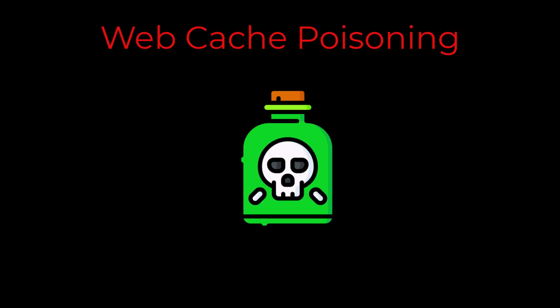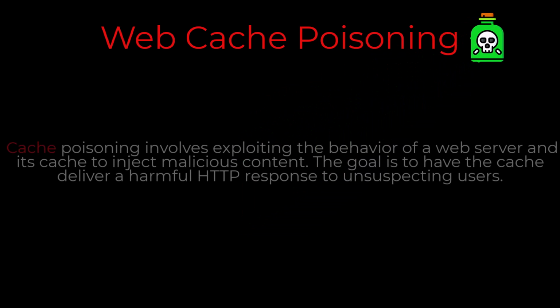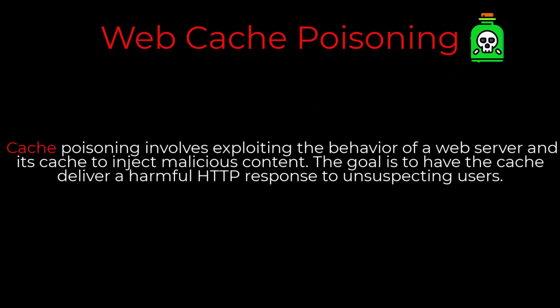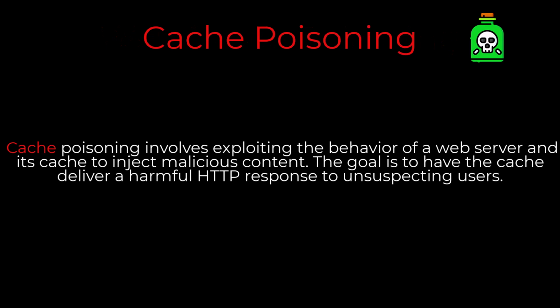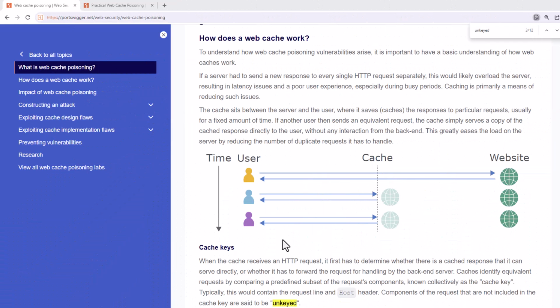So what exactly is web cache poisoning? Well, web cache poisoning involves exploiting the behavior of a web server and its cache to inject malicious content. So the goal is to have the cache deliver a harmful HTTP response to unsuspecting users. Alright guys, to really understand this vulnerability, we need to have a basic understanding of how web caches work.